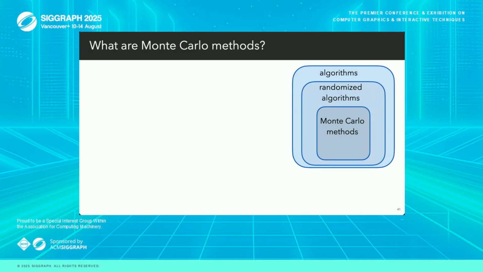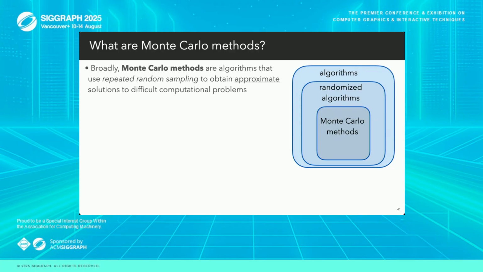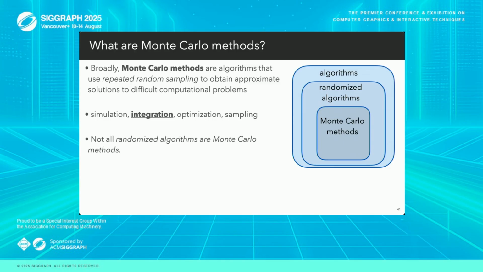So Monte Carlo methods are one of many types of randomized algorithms where we use repeated random sampling, repeated experiments, to try to form a numerical estimate of some unknown quantity, to be able to approximate the solution to some computational problem. And this problem can take various forms. It can be integration, it can be optimization, it can be sampling. Integration will be the focus we have here, but that's just one of the types of problems we can solve using Monte Carlo. And importantly, not all randomized algorithms are Monte Carlo algorithms.